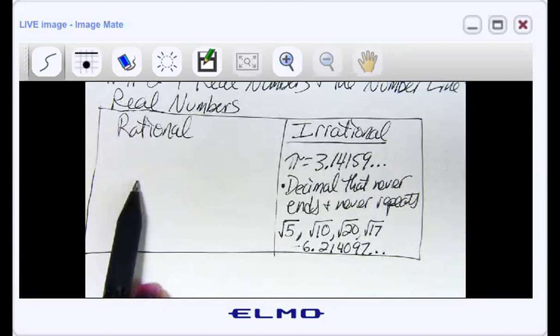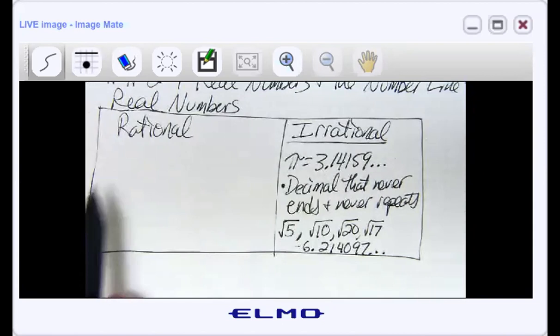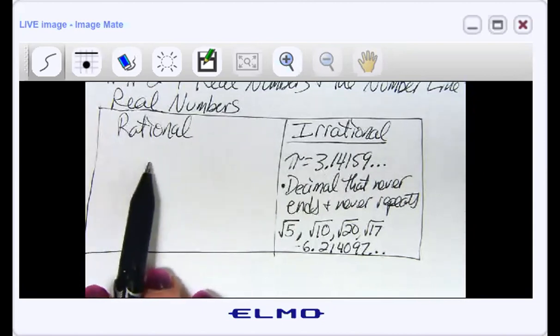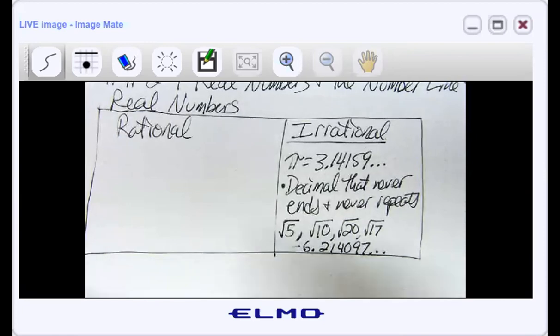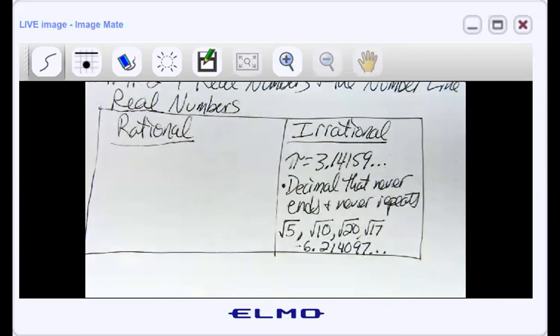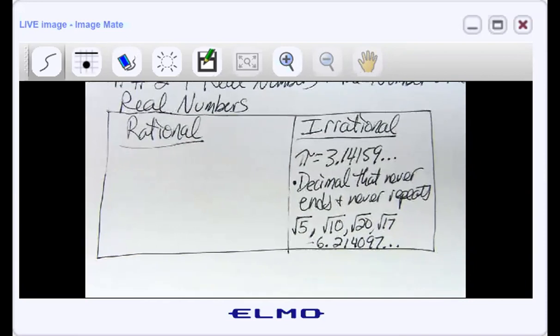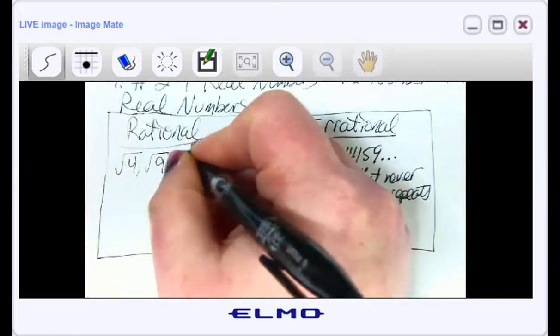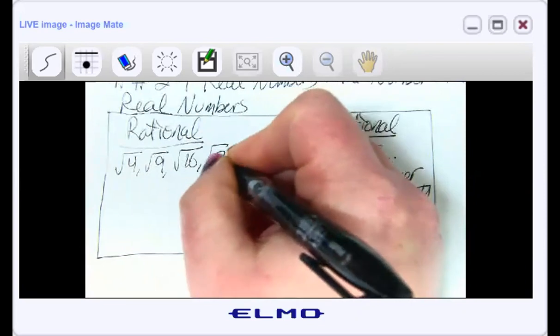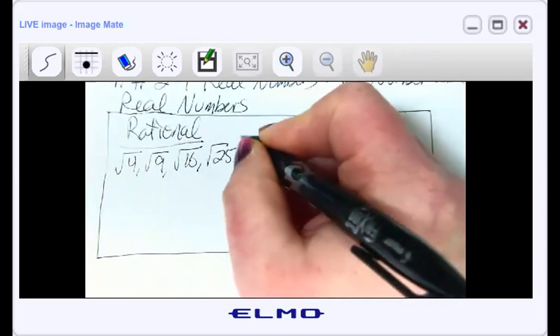Sometimes I like to determine if a number is irrational first, because if it's not that, I know to come over here. And there's a lot more things to check off over here. So sometimes it's easier to just rule out irrational first, and then you just know that you're right. So let's start adding to this list over here. The rationals, we already said, include the nice square roots. Square root of 4, square root of 9, square root of 16, 25, right? All your nice square roots.